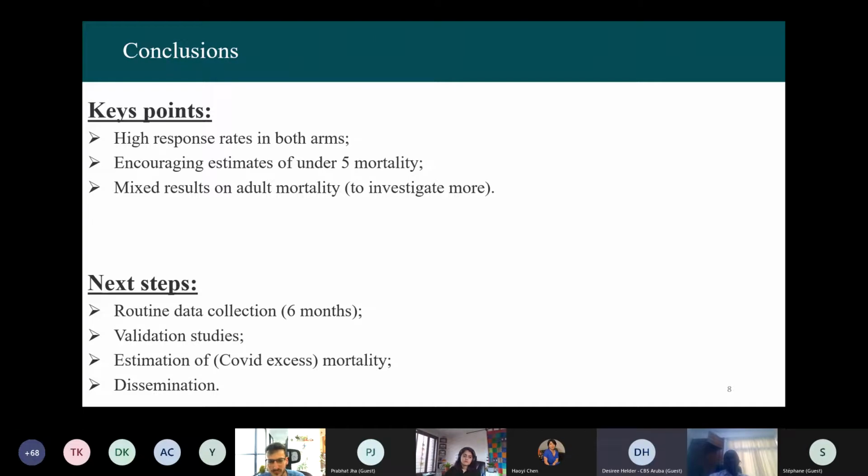And for the moment, we didn't estimate all age mortality, but we will do it in the coming weeks. The next step for this project is to continue data collection for 6 months, and also to conduct different validation studies that will help us validate the RAMS methodology, and to focus afterwards on the primary objective of the project, which is to estimate excess mortality.